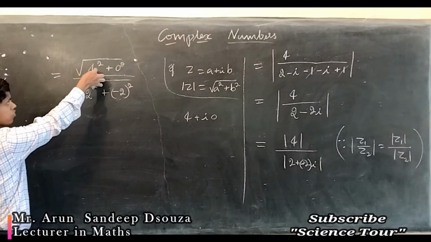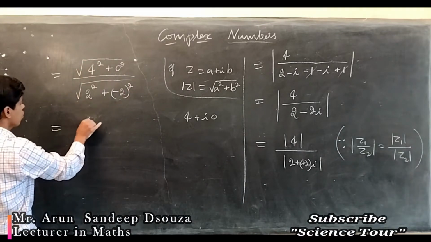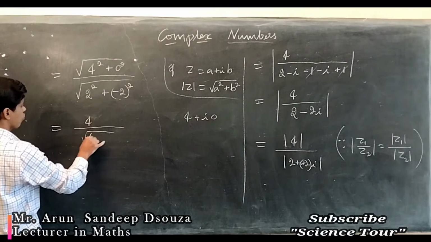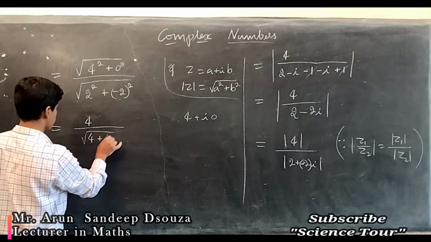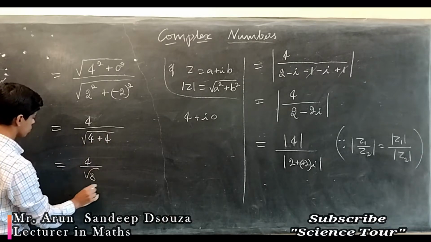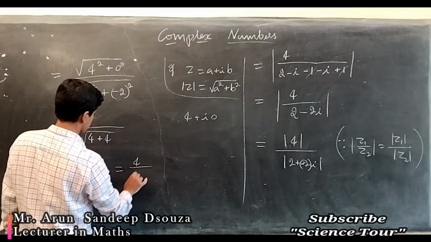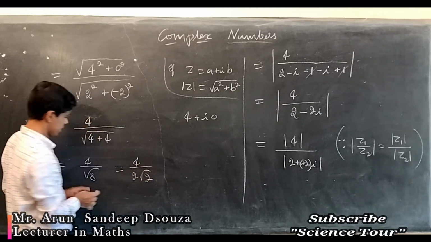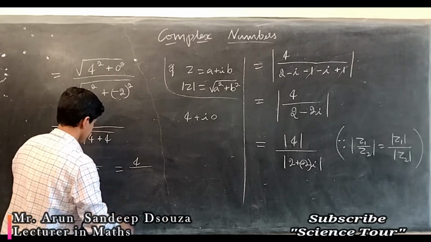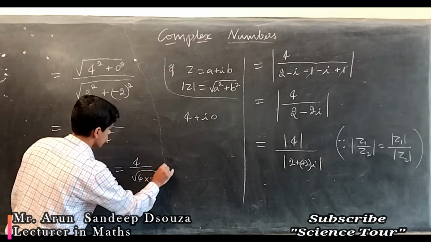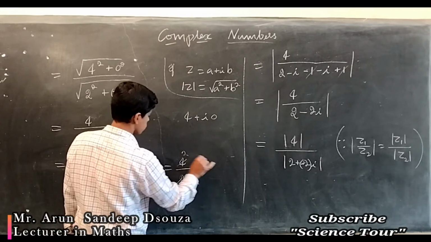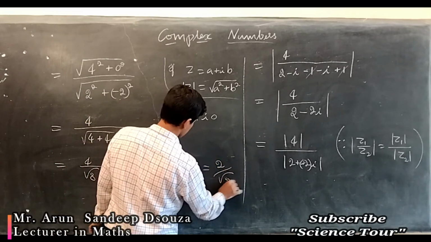Well, now that is 4 square, 16, and square root of 16 is 4, divided by square root of 2 square plus minus 2 square, plus 4. So that is 4 divided by root 8. Root 8 can be written as 2 root 2. Understood? This is 4 into 2, so that means 4 divided by 2 root 2. 2 ones are 2, 2 twos are 4. Now this is 2 by root 2.